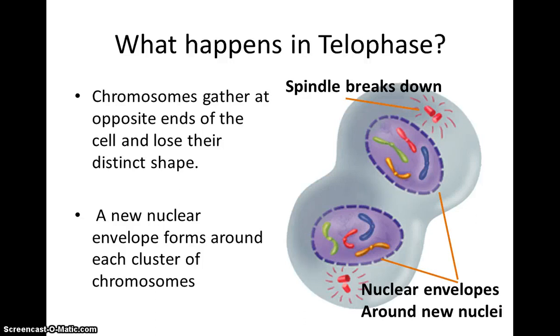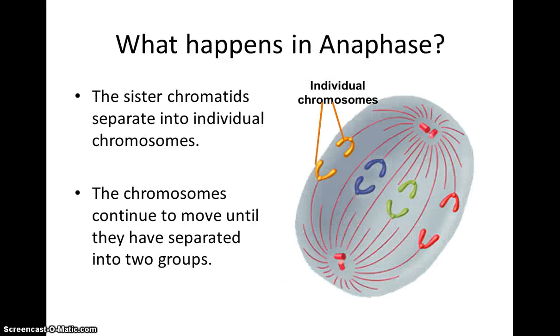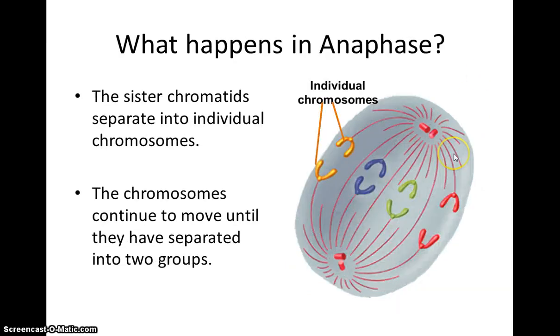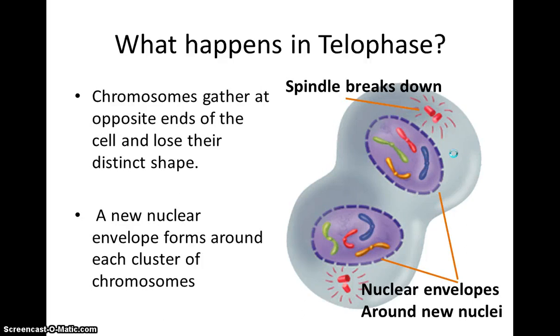So your last phase here is telophase or telophase, you can say it either way. And once they're separated, the chromosomes are going to gather at opposite ends, and they're not going to have that distinctive shape anymore. So here we saw they were kind of a V shape. Here they're going to start to look more like spaghetti again. You're also going to start to get new nuclear envelopes forming around those chromosomes, and so you get 2 nuclei. And finally the spindle will break down as well. So we saw just quite a large structure there. Now it's going to break down. So at this point, mitosis is done.